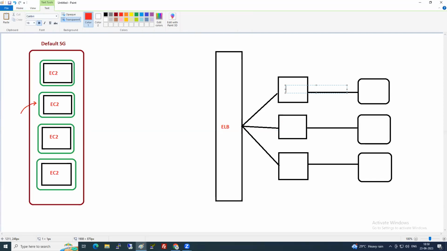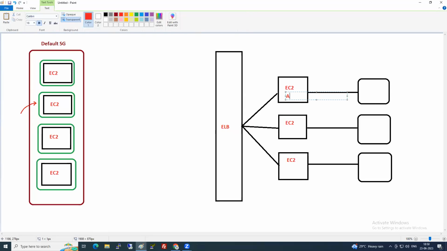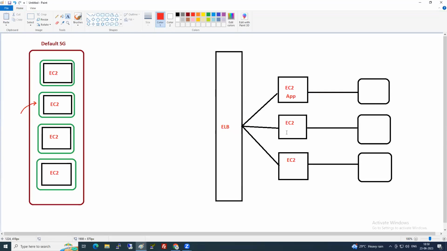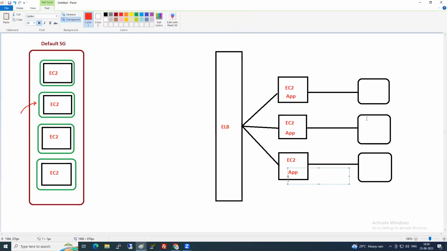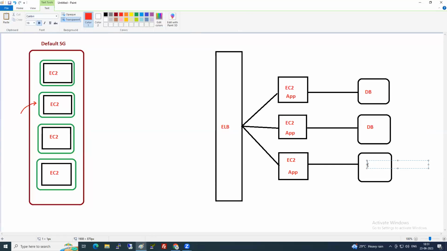ELB, EC2. So we have application, application, application. This is DB, DB, DB.